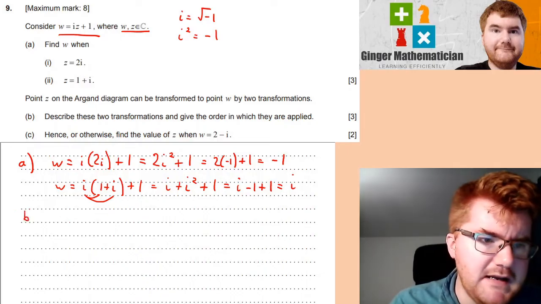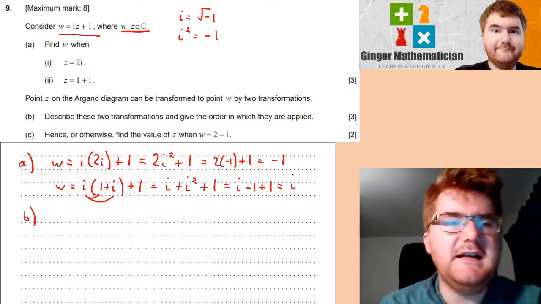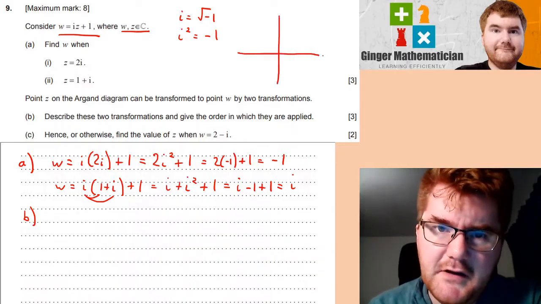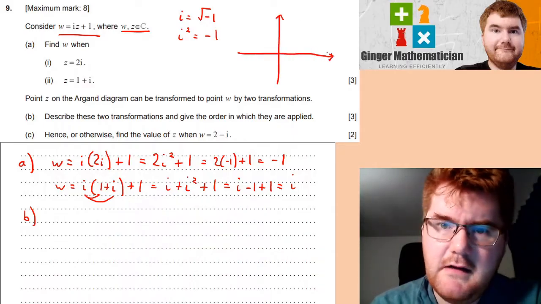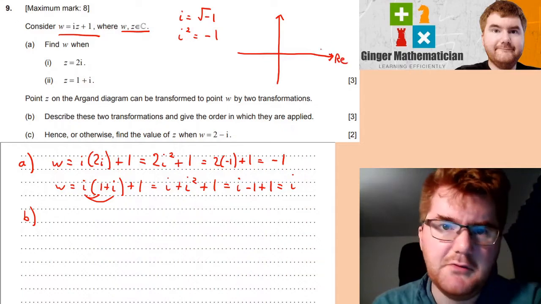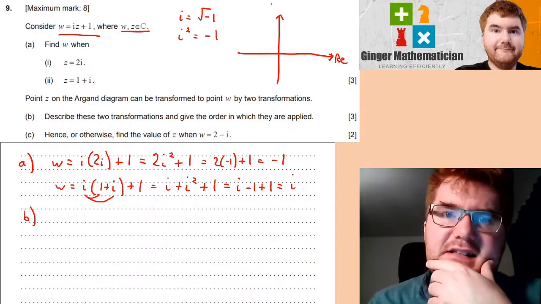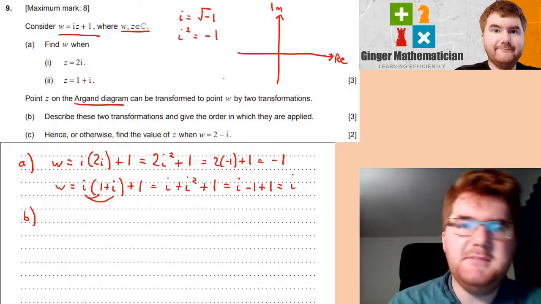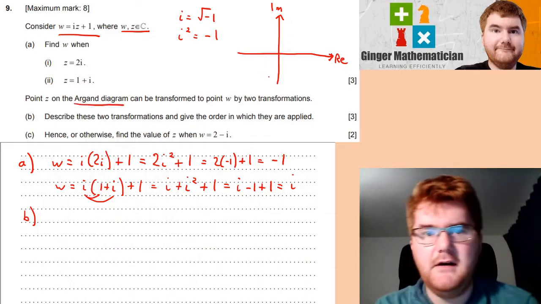On to question B. So, point z on the Argand diagram. Now remember what an Argand diagram looks like here. Let me just draw this in. Remember, this axis here is the real axis. We're going to use this diagram in a moment, and this is the imaginary axis. As soon as you see Argand diagram, you need to be familiar with this kind of diagram.